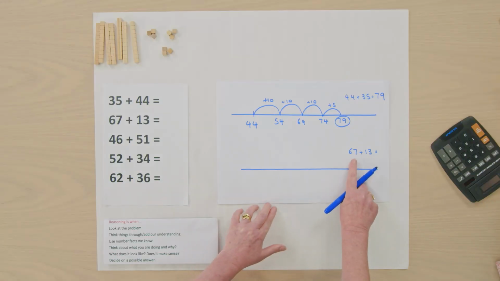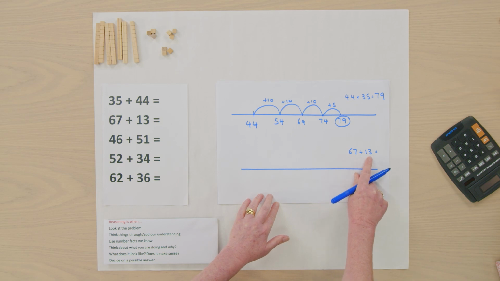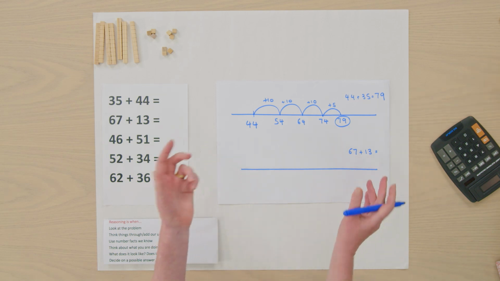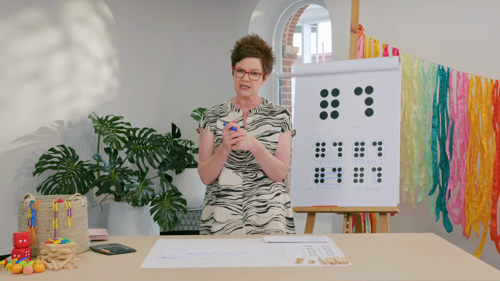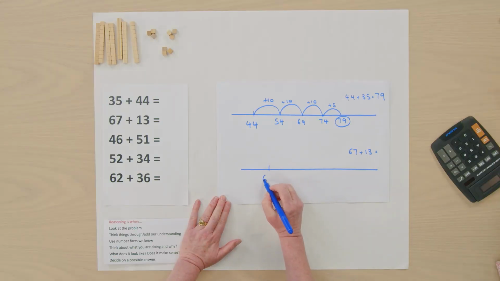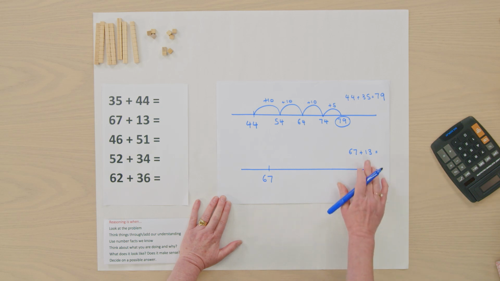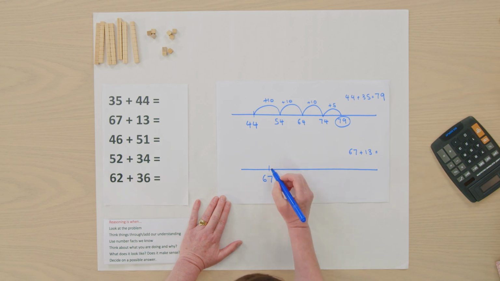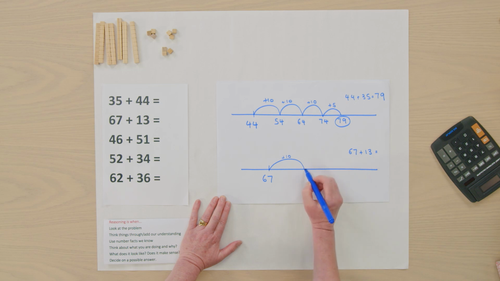So I've got a large number and I'm adding 1 10 and 3 1s to it. So I'm thinking a 70 and a 10. I think I might have an answer around about 80. Let's see what we have. So open number line, we start with the largest number, which is 67, and we are adding 13. 13 is made of 1 10 and 3 ones, so I'll jump 1 10 and 3 ones.